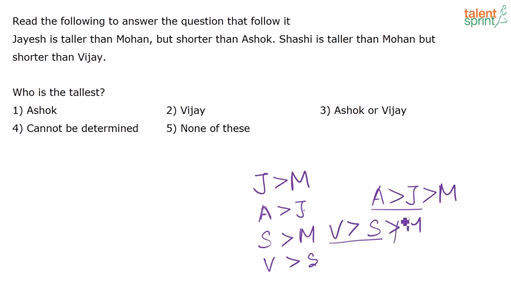So who is going to be the tallest? It is either A or V who is going to be the tallest. Either Ashok or Vijay will be the tallest. So the answer for this question is option 3.